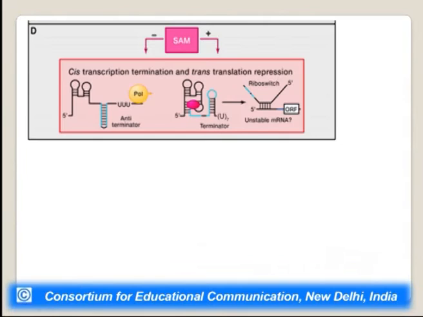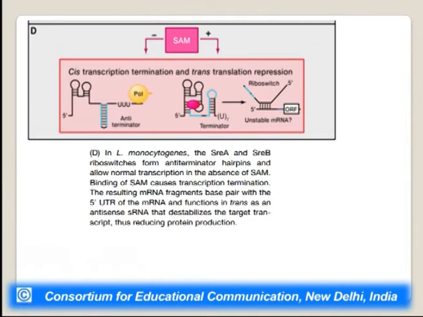Another mechanism which is found in bacteria is exhibited by the binding of SAM cofactor to the riboswitches. For example, in Listeria monocytogenes, the 3A and 3B riboswitches form anti-terminator hairpins and allow normal transcription in the absence of SAM. So, in the default state, the gene expression is on. Binding of the SAM, however, causes transcription termination. The resulting mRNA fragment base pairs with the 5' untranslated region of the mRNA and functions in trans as an antisense siRNA that destabilizes the target RNA transcript, thus reducing the protein production.